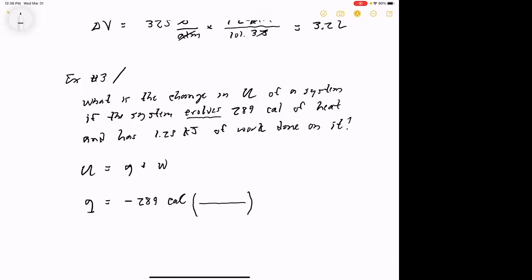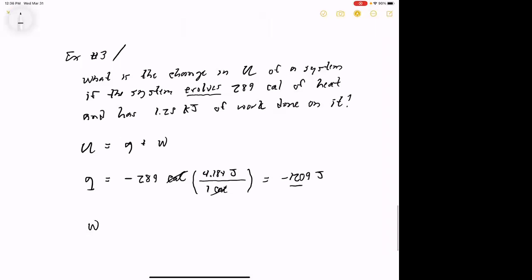All right, so I know that in 1 calorie, I got 4.184 joules. Okay, so calories cancel with calories, and I get minus 1209 joules. Okay, and that's going to be good to 3 sig figs, it looks like there. Let's do the work. Now, what does it say about the work? It has 1.25 kilojoules of work done on it.